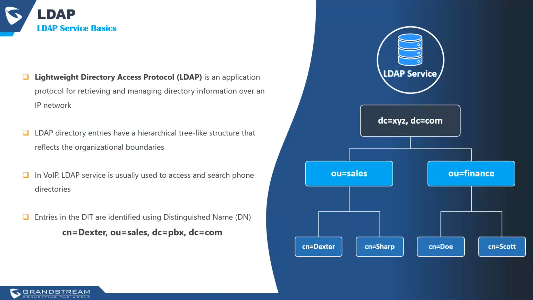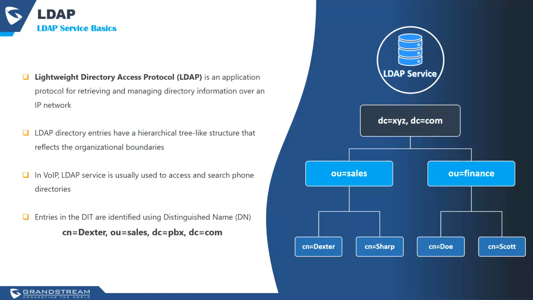Entries in the directory information tree are identified using the DN, or distinguished name, and it uses the format displayed here. So you have CN, which stands for common name. For example, if you're looking for Dexter, that's the format that the phone is going to use to request contact information about Dexter. And the information is also stored on the server using the same format.